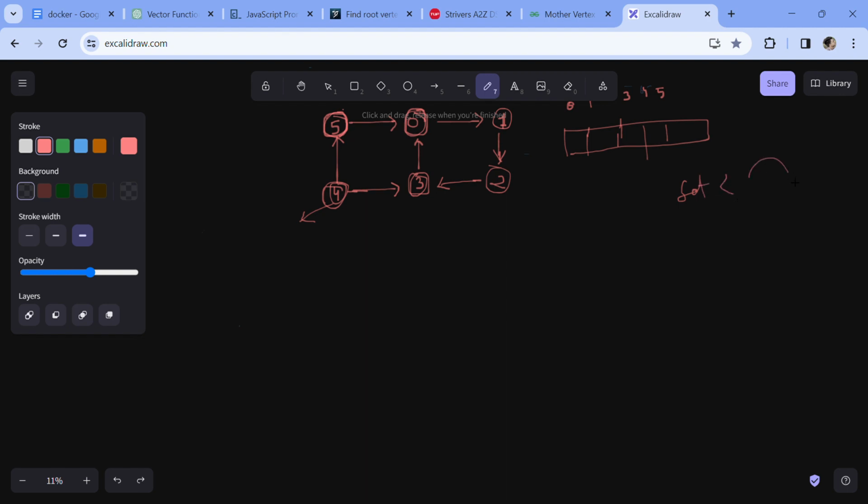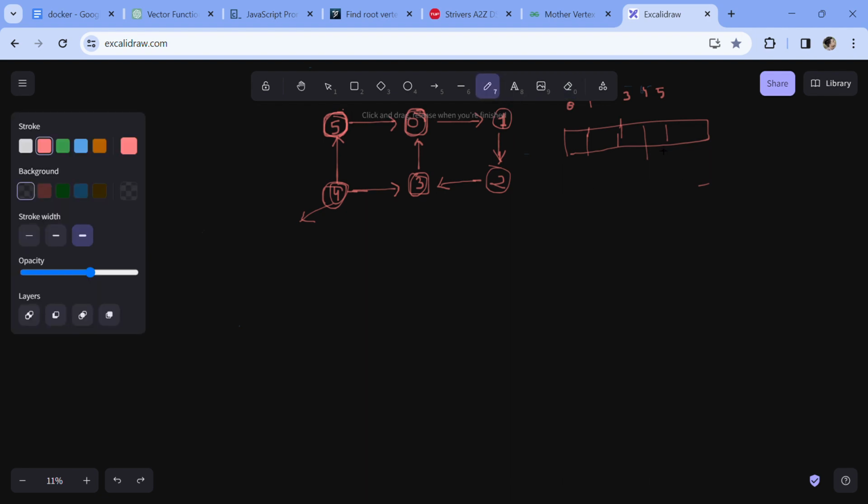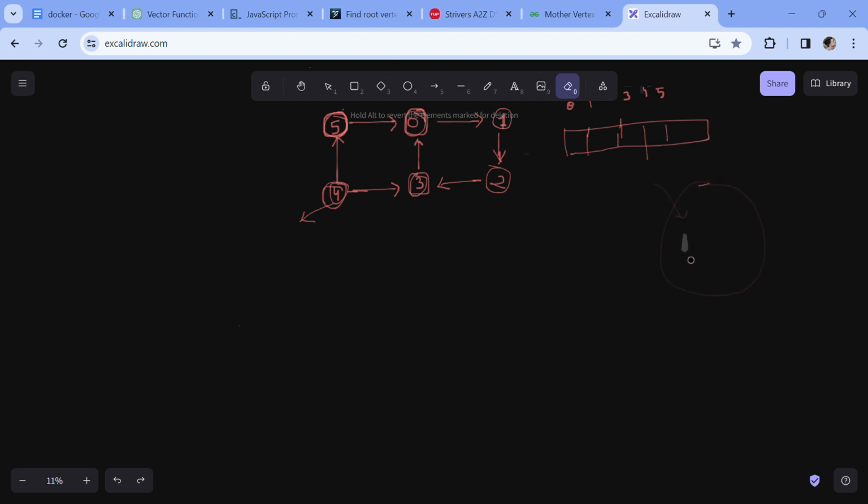Set is a data structure in C++ that contains only unique elements. It cannot contain any duplicate elements. So if I have visited nodes at once, it will contain only the unique nodes.